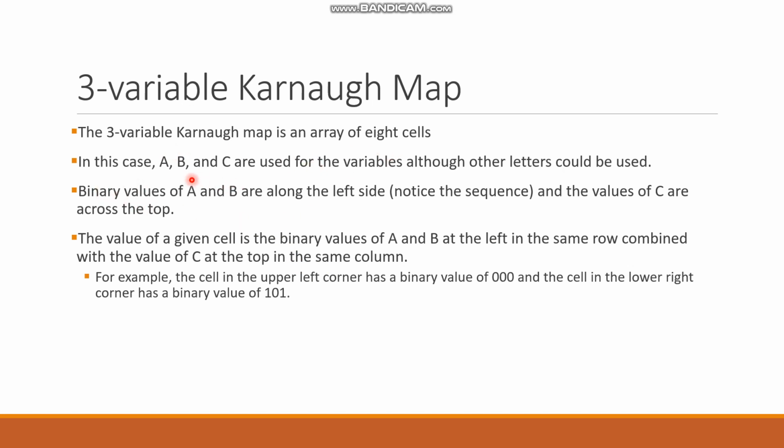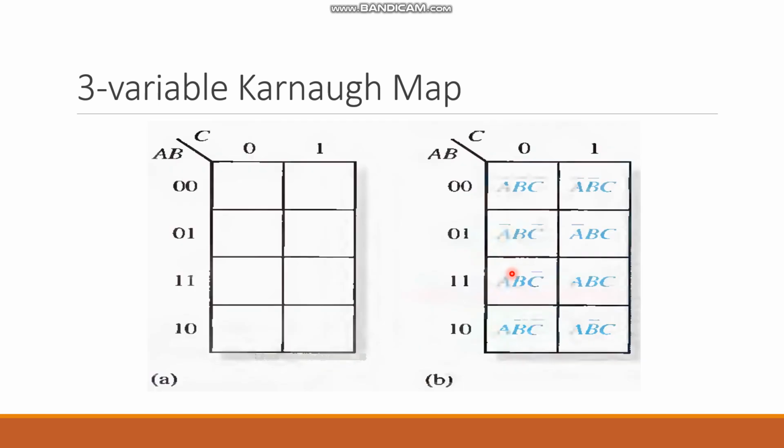The variables are going to be A, B, and C. The A and B can be put together on one side, and the C on the other side. Let's see the example. Here we've got A, B, and C. We've got 3 inputs. 2 to the power 3 is 8: 2, 4, 6, 8. And how can we write down the values here? C is only one variable, so it contains 0 or 1.